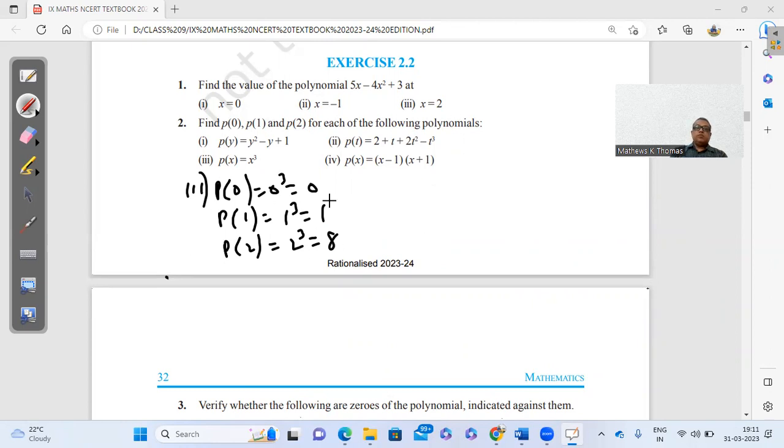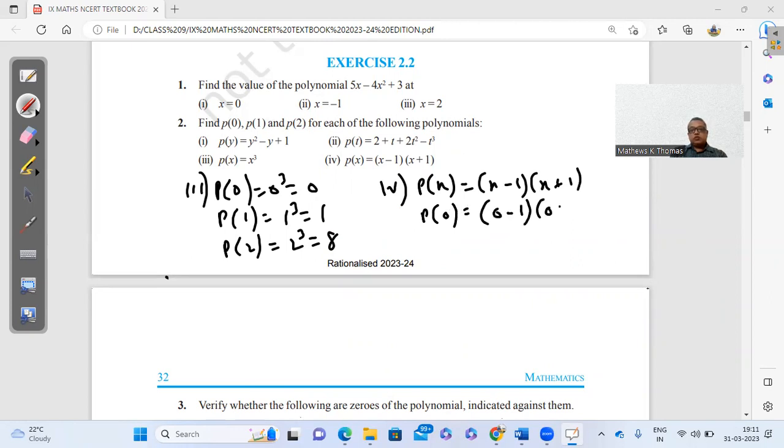Right? Simple sum. And fourth part, Px is equal to x minus 1 into x plus 1. First, I'm putting value of x as 0. 0 minus 1 into 0 plus 1. So this is minus 1, first bracket, into 1. So we get minus 1, right?